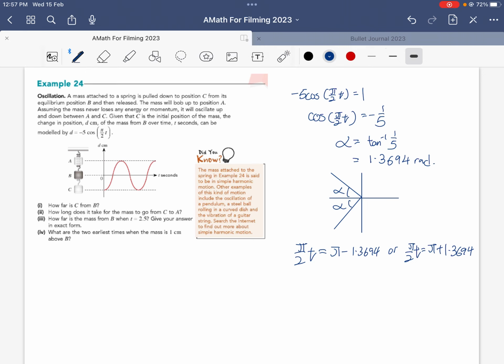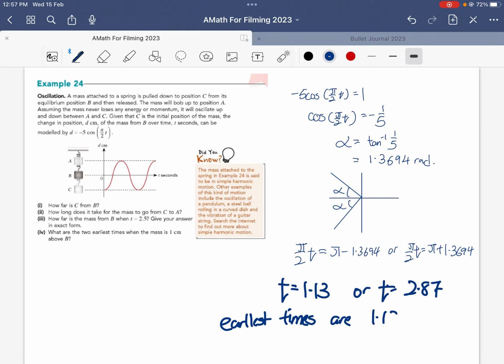So if I solve for t in both cases, what I get is, in this case, t is equal to 1.13 seconds, or my t value equals 2.87 seconds. Hence, the earliest times are 1.13 seconds and 2.87 seconds.